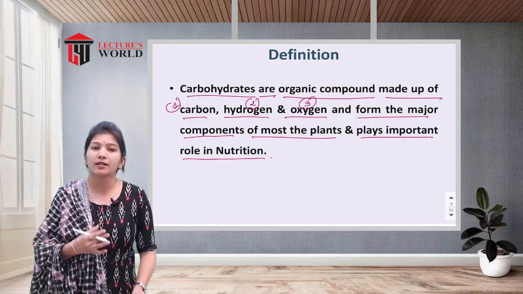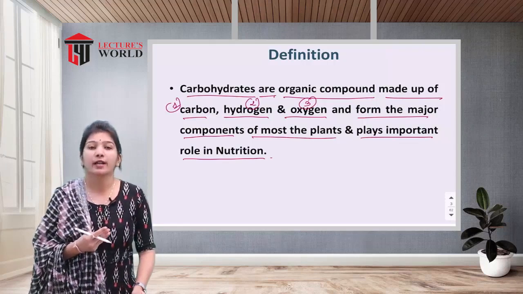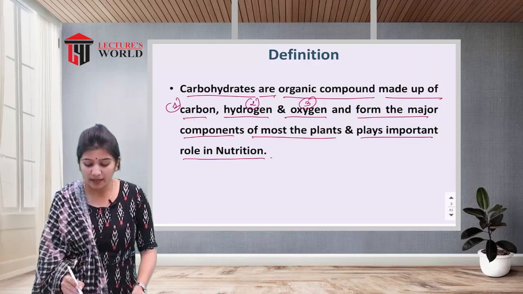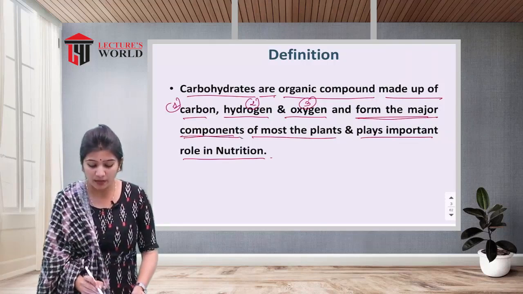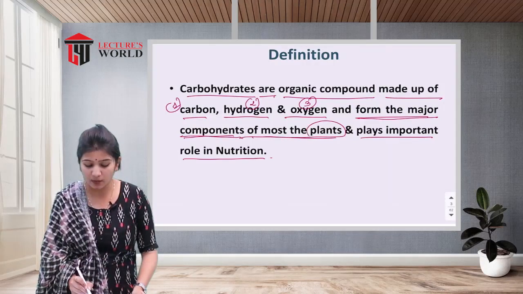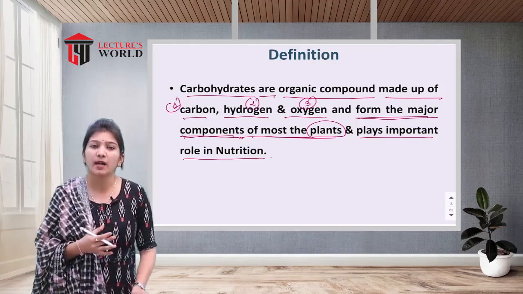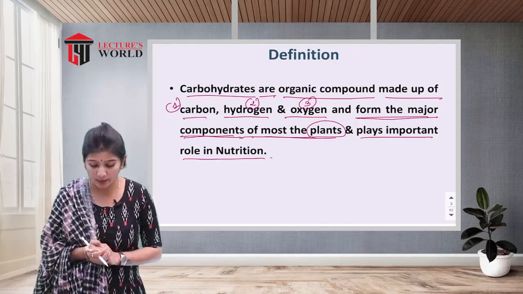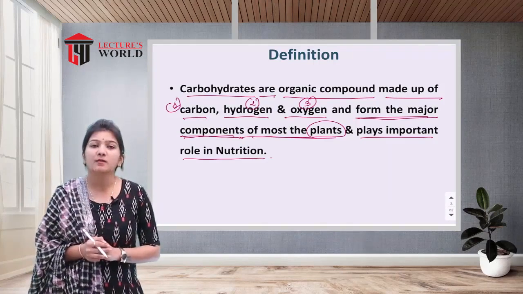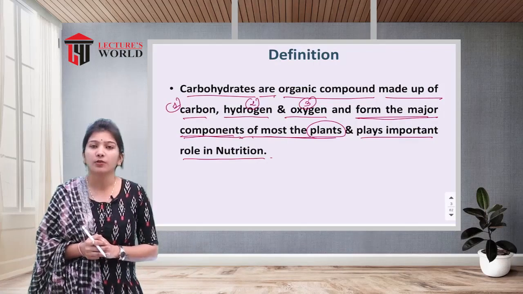So carbohydrate is made up of three substances, that is carbon, hydrogen and oxygen, and it forms the major component of all plants. From all the vegetarian sources, most plants contain carbohydrate, and carbohydrate plays an important role in nutrition.